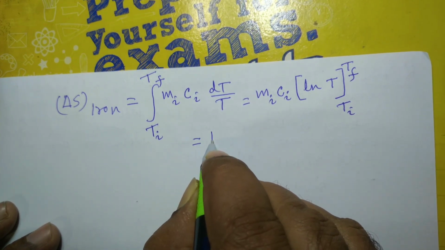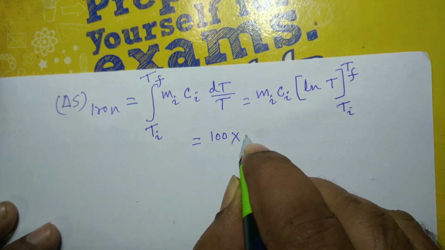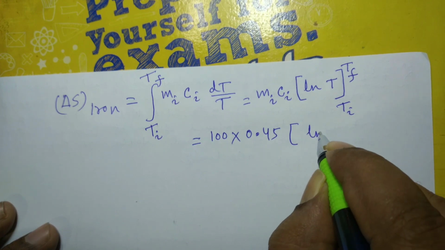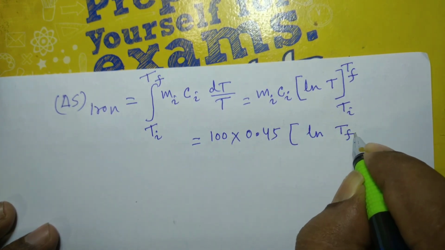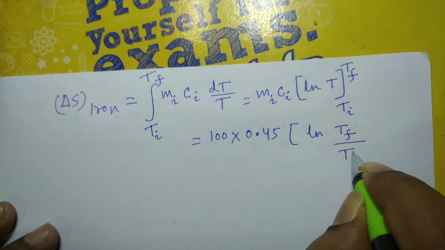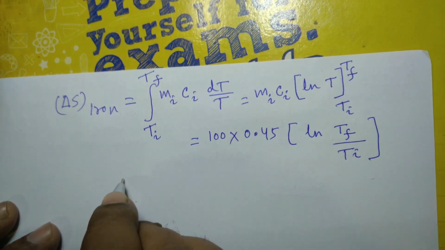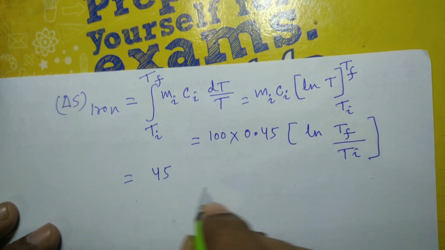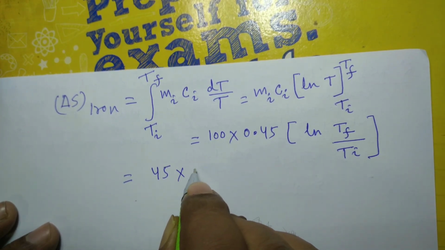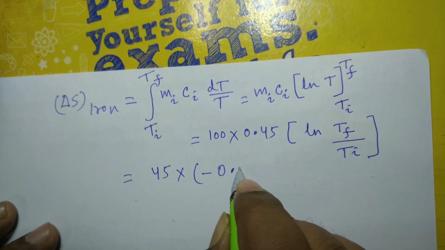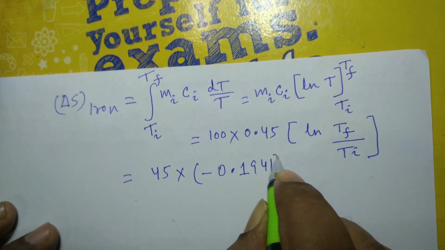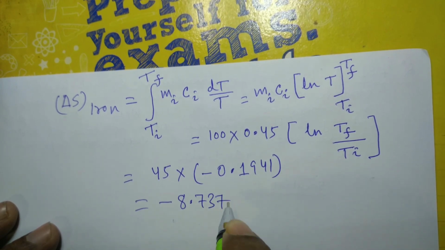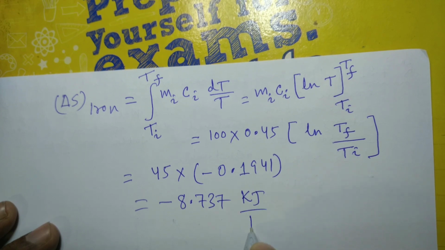This is equal to 100 into 0.45 ln Tf divided by Ti. So this is equal to 45 multiplied by minus 0.1941. This is equal to minus 8.737 kilojoule per Kelvin.